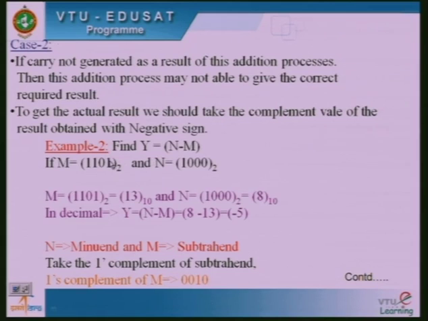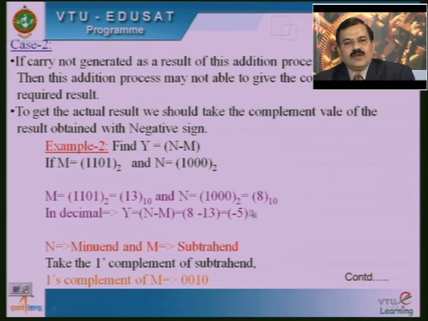one more example here. Find y is equal to n minus m. Same value we are going to take for m as in the previous case, 1101 base 2, and the n value may be 1000. Here m value can be coded with decimal number 13 and n value as 8. Now the only difference is y is equal to, instead of m minus n, here it is reverse. It is y is n minus m, that is 8 minus 13, which must be equal to minus 5. So n is considered as minuend and m is considered as subtrahend.